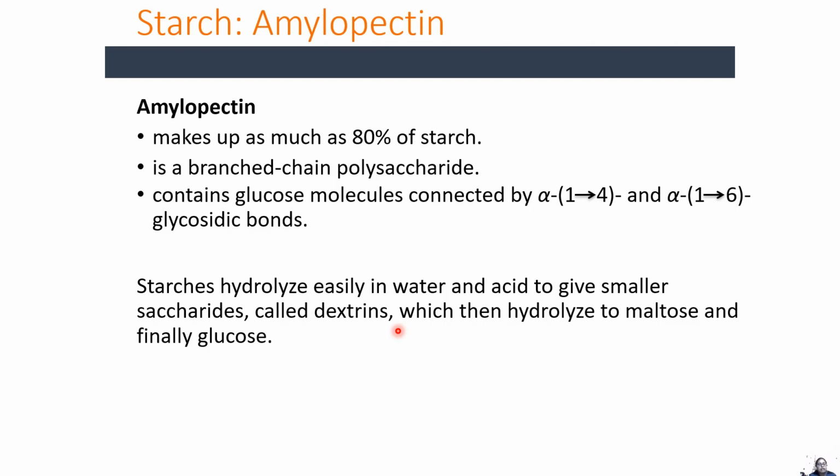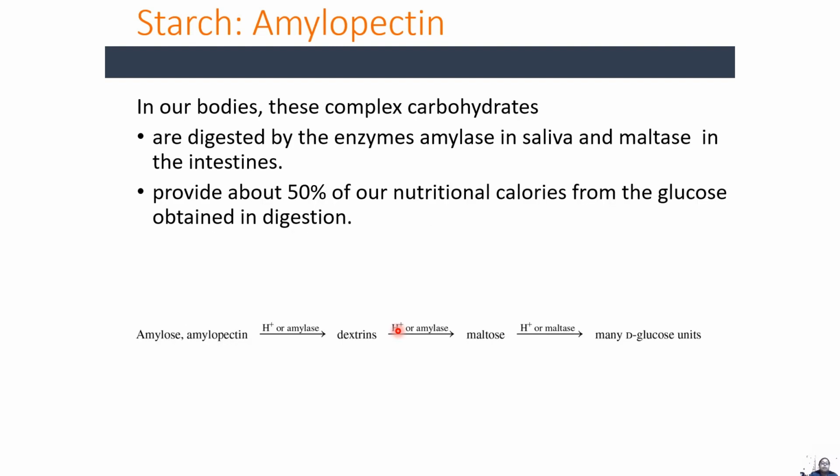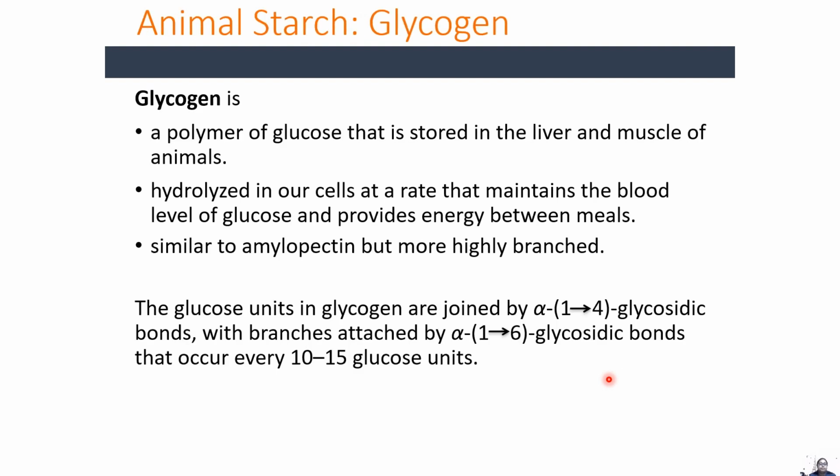Basically what happens is the starches hydrolyze easily in water as an acid to give smaller saccharides called dextrins, which then hydrolyze to maltose and finally glucose. Now, in our bodies, these are complex carbohydrates and they are digested by the enzymes amylase in saliva and maltase in the intestines. Okay, so they provide about 50% of our nutritional calories from the glucose obtained in digestion. So amylose and amylopectin, in the presence of amylase, will form dextrins, then maltose, and finally the various D-glucose units, because it's a polymer, so we'll get the monomeric form.